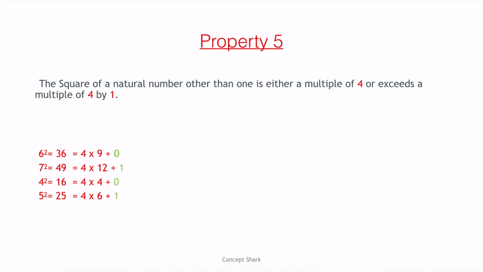Property number 5. The square of a natural number other than 1 is either a multiple of 4 or exceeds a multiple of 4 by 1. In other words, we can say take any square number, divide it by 4, we get a remainder of 0 or 1 always. For example, take the number 36. We get a remainder 0 when it gets divided by 4. So this is one of the properties that says take any square number, divide it by 4, it leaves the remainder either 0 or 1.